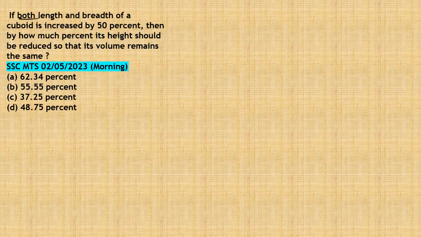If both length and breadth of the cuboid are increased by 50%, then by how much percent should its height be reduced so that its volume remains the same? What is the volume of the cuboid? That is L into B into H, and the new volume is V new, that is L1 into B1 into H1. If the volume remains the same, we can take the old volume as 1 and the new volume as 1.